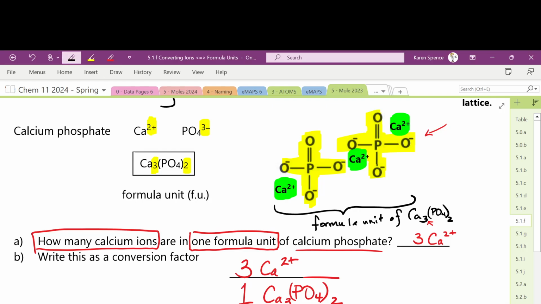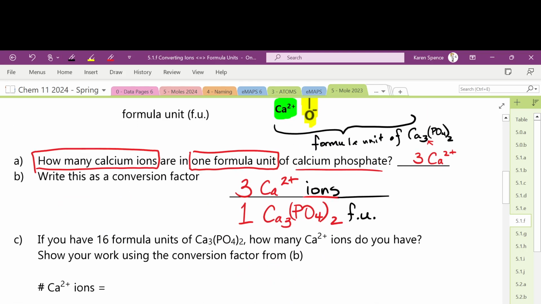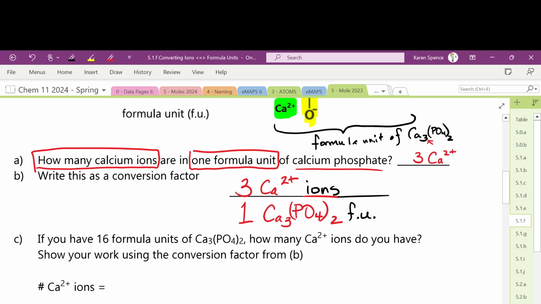Now, you can, if you wish, write the word ions here because Ca2+ is an ion, and you can, if you wish, write Ca3(PO4)2 formula units. But it's a little bit optional, right? Because it's implied that Ca2+ is an ion because you've written a charge on it, yes?